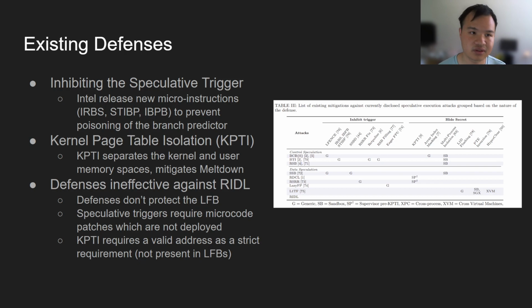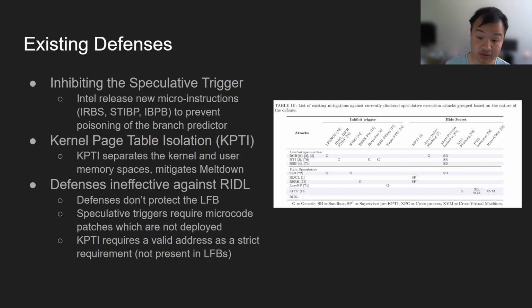So here are some existing defenses. First of all, we want to inhibit the amount of time speculation triggers. Intel, which is the CPU brand targeted by this attack, does this by releasing new microinstructions such as IBRS, STIBP, and IBPB to prevent poisoning of the branch predictor. Another common mitigation that we discussed before is KPTI, which isolates the OS and user memory spaces, and it mitigates Meltdown type attacks.